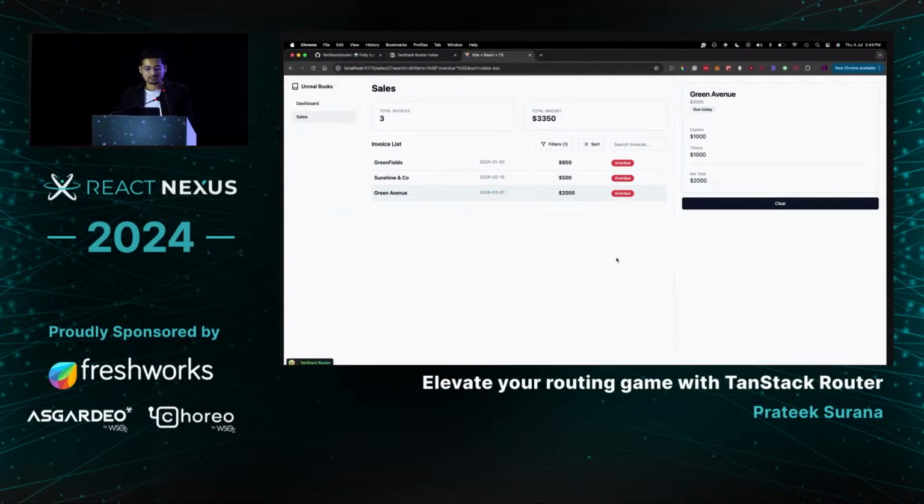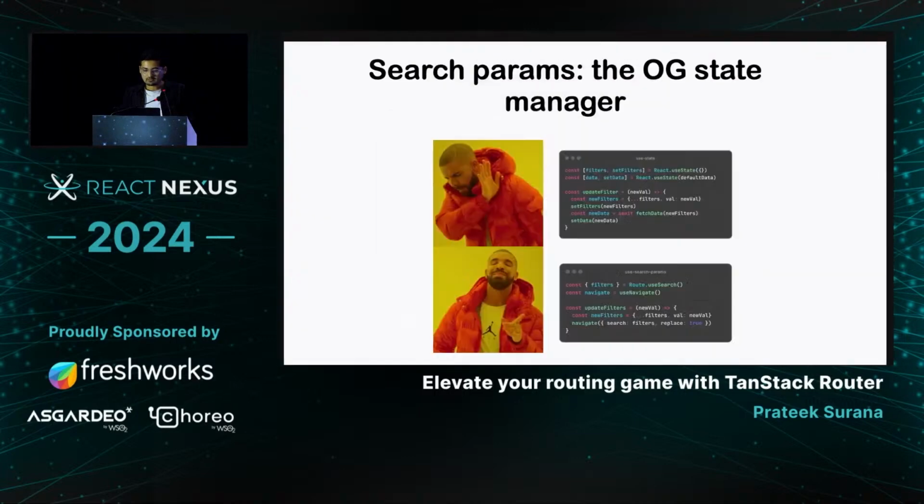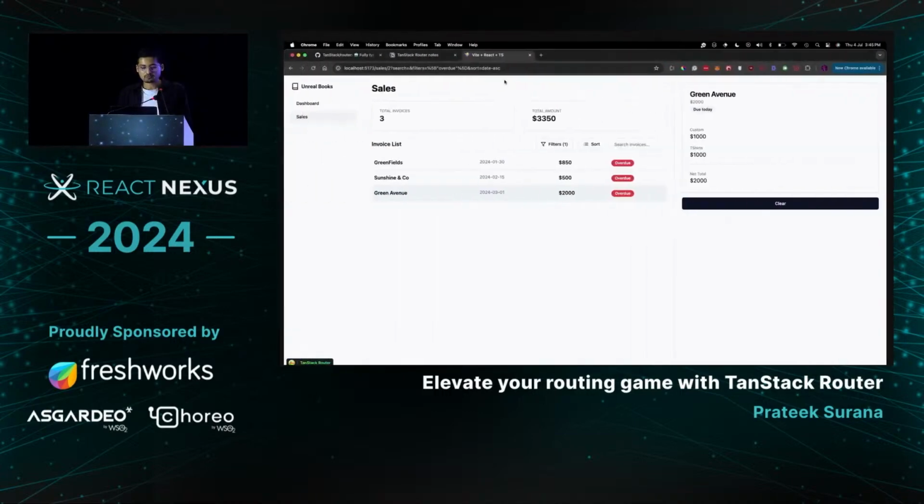And TanStack Router recommends this approach because search params are the OG state manager. Instead of managing the filters manually using useState, we use the query search params, because this has many benefits. I can command click on a link and it would have the same things applied, and I can share this link with anyone and they would see the same state. I can also do search, and it immediately updates the URL as well, and I can reload and the state never goes away.